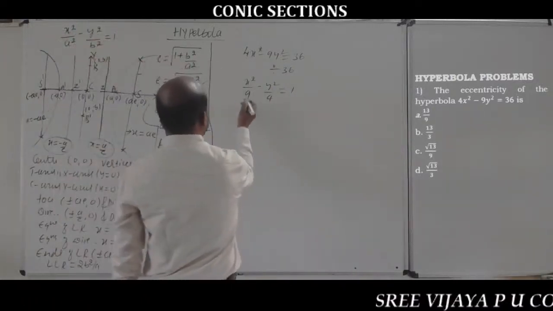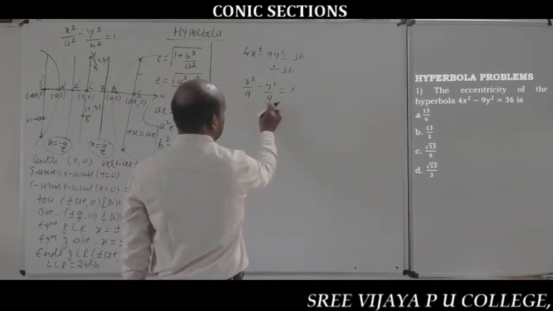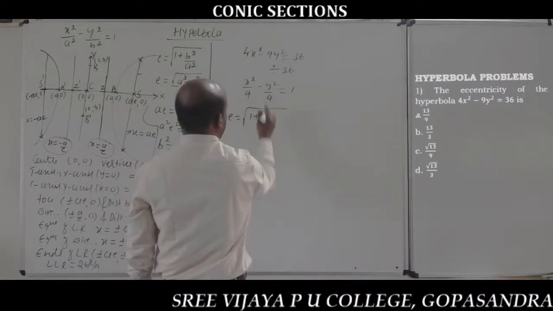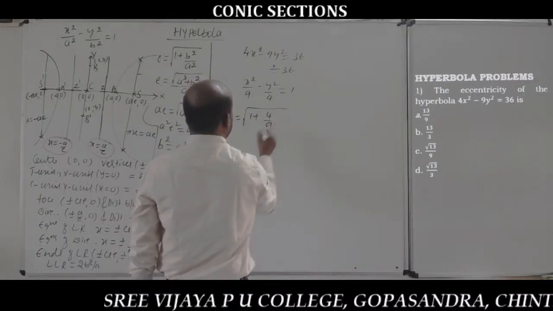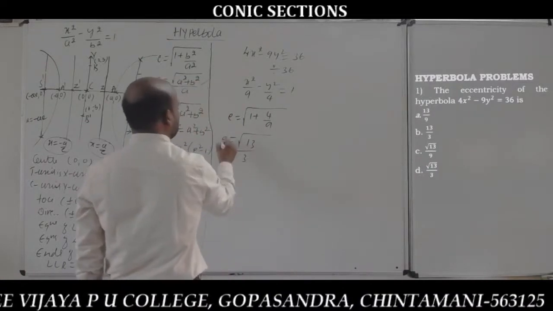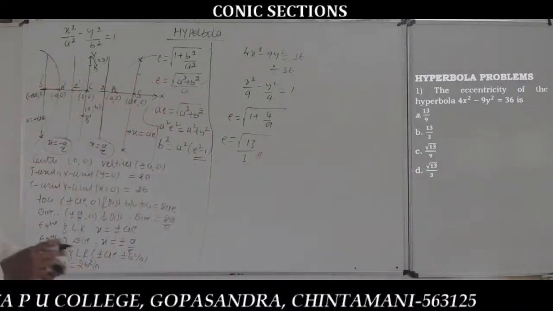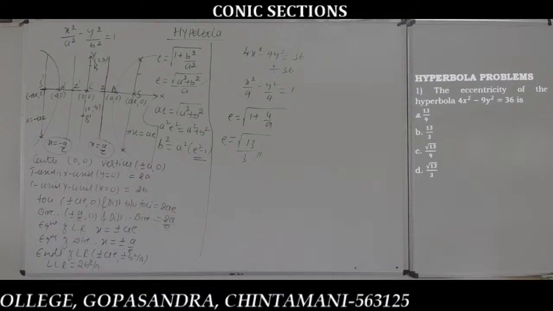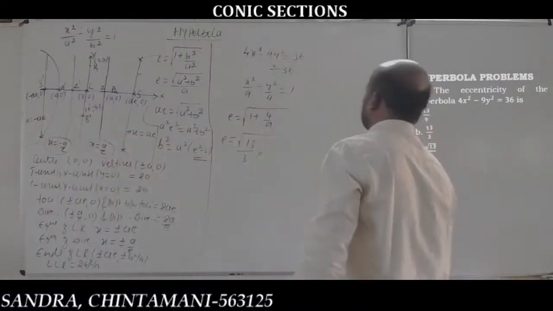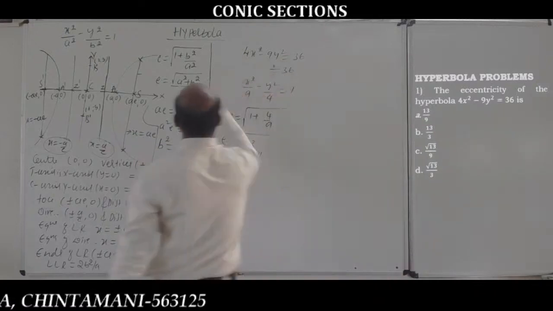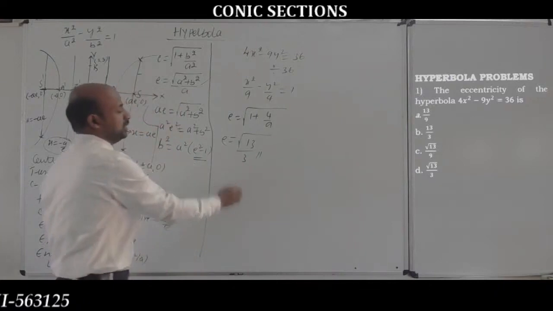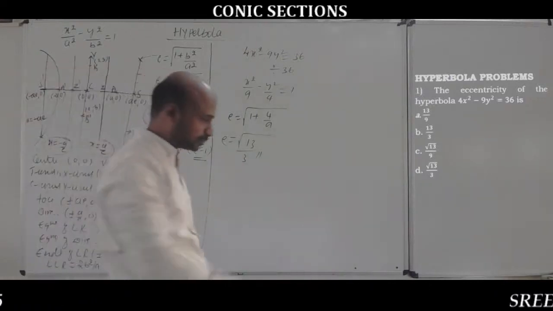Okay, for this hyperbola, a square is 9, b square is 4. The eccentricity e is equal to root of 1 plus b square by a square. B square is 4, a square is 9. That is equal to root of 9 plus 4, that is 13, over root 9, which is 3. The eccentricity e is equal to root 13 by 3.